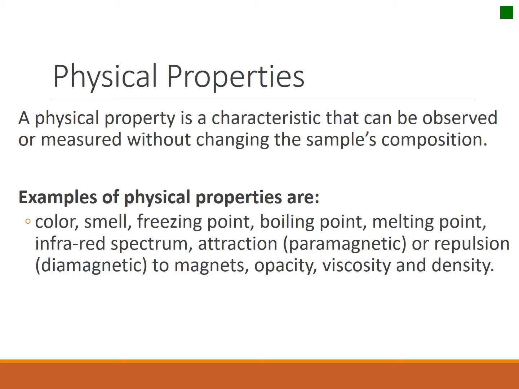We're going to start off with physical properties. A physical property is a characteristic that one can observe or measure without changing the sample's composition. Examples of physical properties could be color, smell, freezing point, boiling point, melting point, infrared spectrum, attraction or repulsion to magnets, opacity, viscosity, and density.